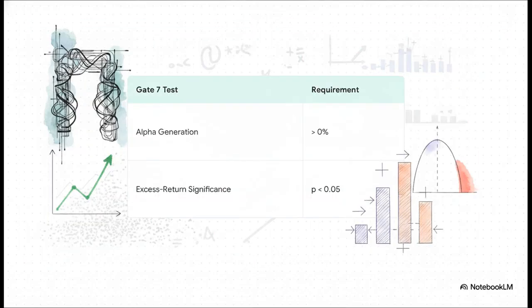To pass Gate 7, the strategy must prove its edge is statistically real, not just noise dressed up as skill. Alpha generation has to be greater than 0%, meaning a positive excess return after subtracting market exposure. And it must pass a one-sided block bootstrap significance test with a p-value of less than 0.05 on that excess return. Without clearing these incredibly strict metrics, the strategy is rejected, regardless of how gorgeous its raw Sharpe ratio looked back in Layer 1.